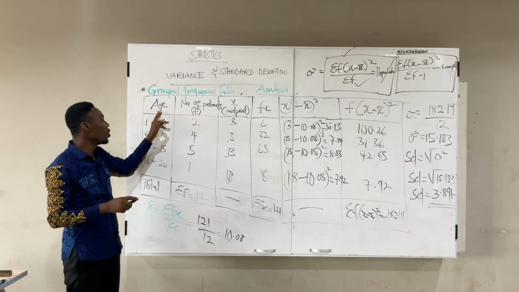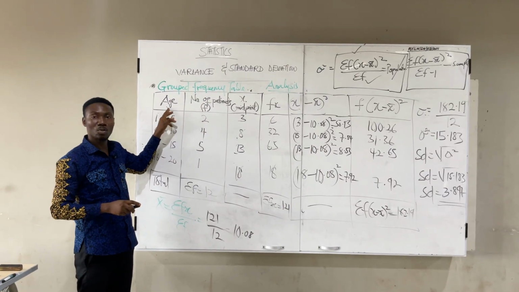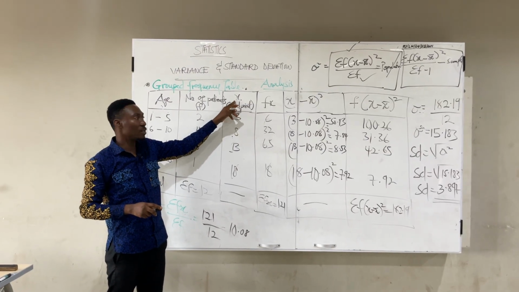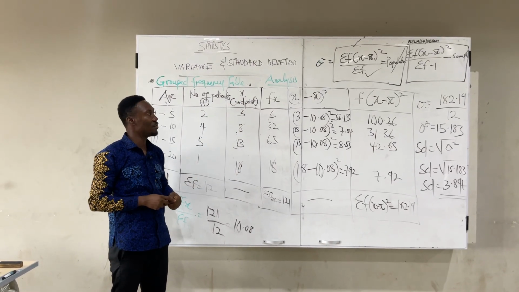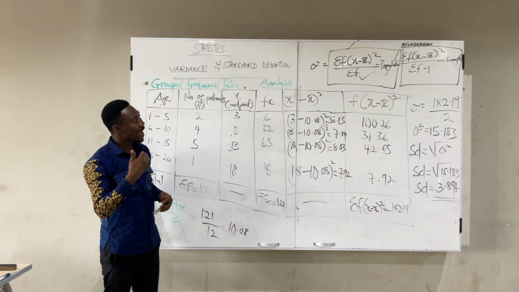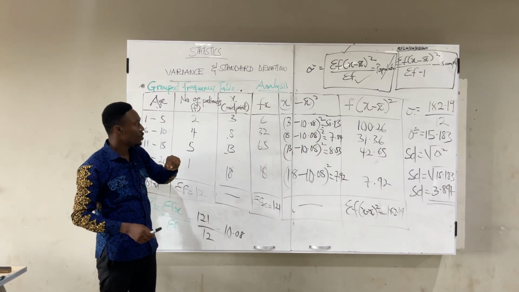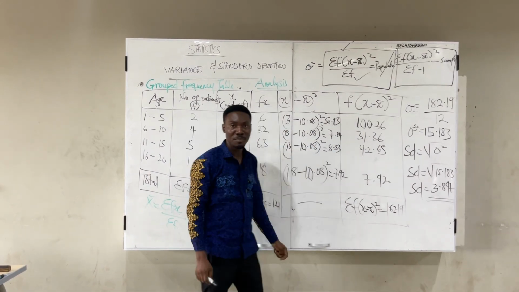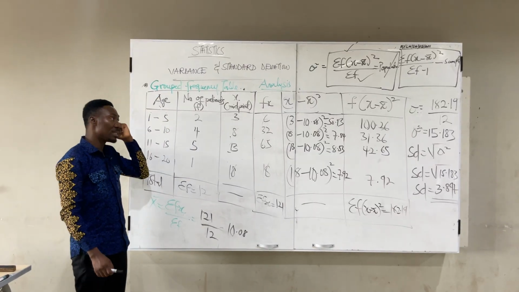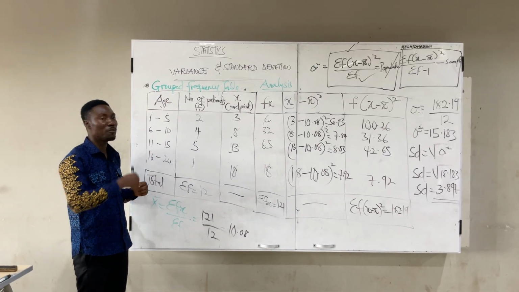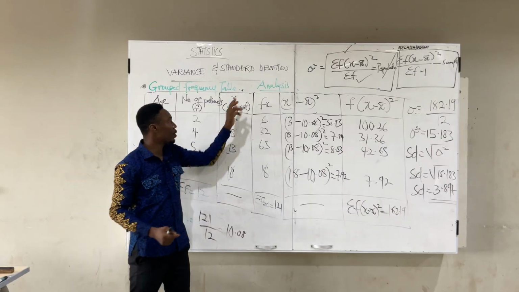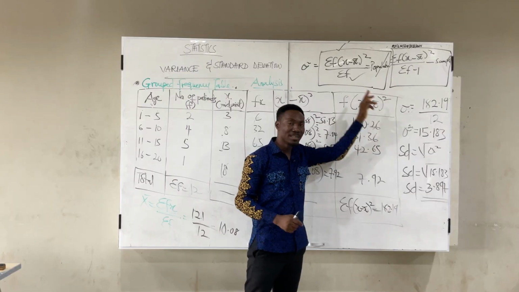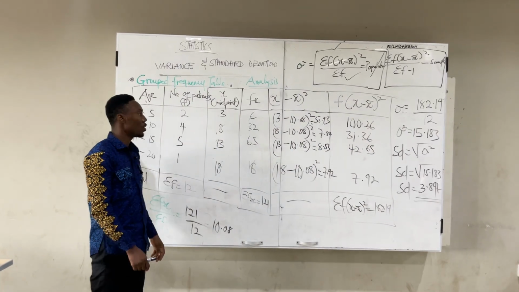So remember that there is no X column. So you have to introduce the X column, and that is what we call the midpoint column. Okay, so for a group frequency table, if you are asked to calculate variance, you will need 4 additional columns: the midpoint column, the frequency column, the deviation column, and the frequency times the deviation column.